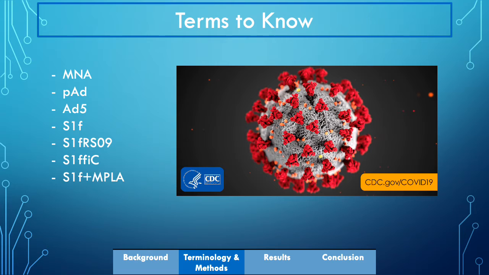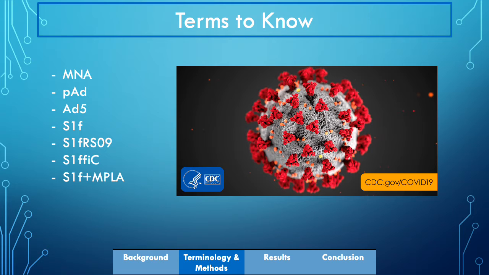Then you have the S1F, the S1F-RS09, S1F-FliC, S1F plus MPLA. So these are going to be seen at the end of the MERS study, and essentially they're different types of things that were ligated to help with stability and things like that. S1F is a fusion to a T4 fibritin foldon domain, which helps keep the trimeric form.